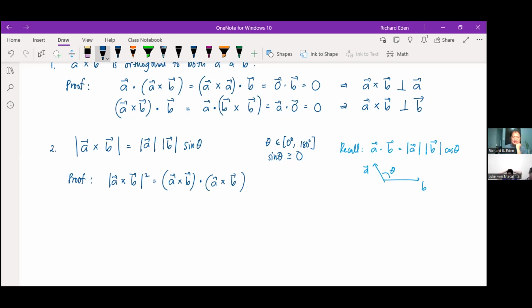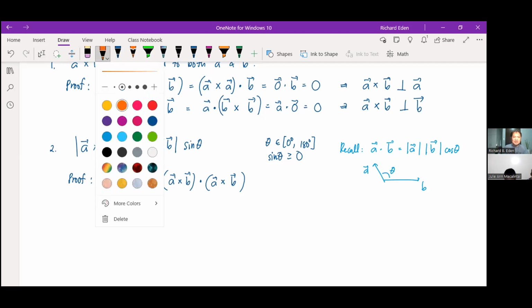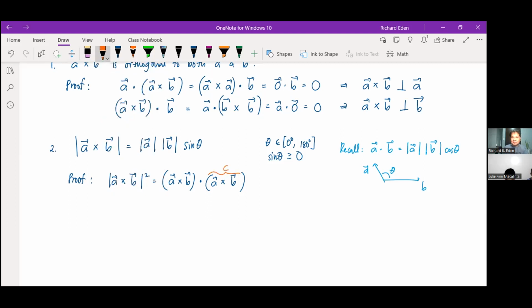Started with ito. Parang kasi nakakalula. Parang ang daming vectors na nakikita natin. So what I would do is, let's call this vector C. Ano po, peak efficiency, yes. So now we have A cross B dot C, which we're going to write as A dot B cross C.